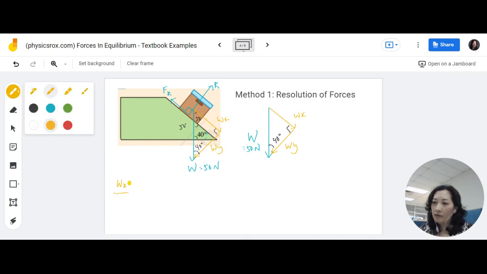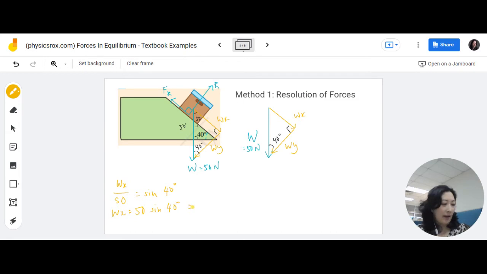So Wx over 50 is now opposite over hypotenuse. That's sine, so that's sine 40. Bringing that up, Wx equals 50 sine 40, and 50 sine 40 is 32.14. As you can see, Wx is directly opposite to friction. So if we're looking for the value of friction, because this is an equilibrium, friction is equal to Wx, which is 32.14 Newton.